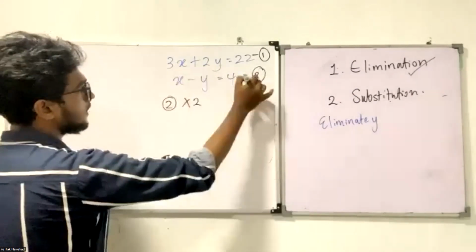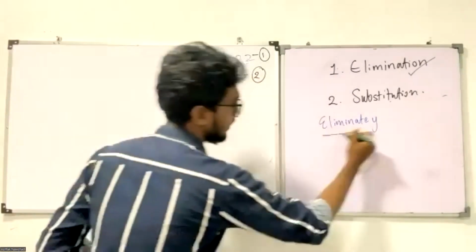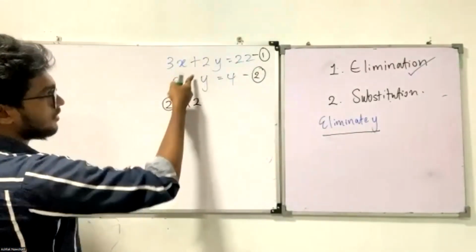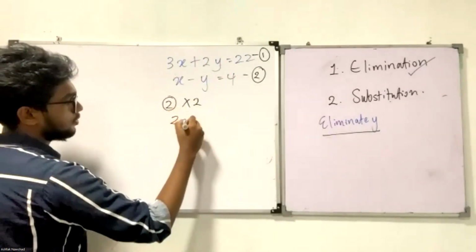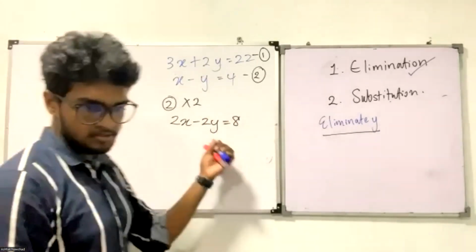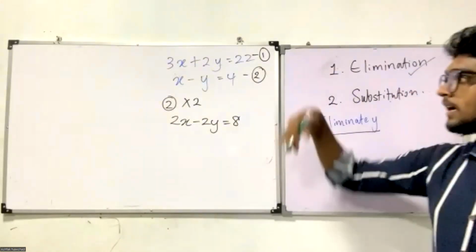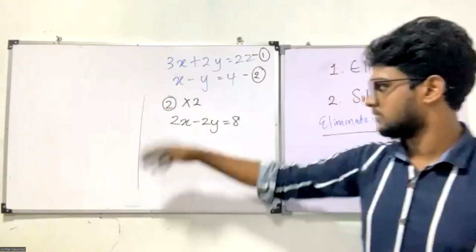So, I'm going to multiply this whole equation in order to make the y coefficients equal. I chose to eliminate y, so I'm going to focus on y. I'll multiply the second equation by 2. 2x minus 2y is 8. Is this understood? We can also eliminate x. If you need to eliminate x, I'll do that on this side.